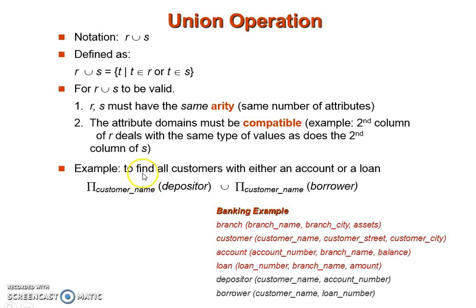The example is to find all customers with either an account or a loan. For that we select the relations depositor and borrower. In these, the customer name is common and the account number is different, but we select only the customer name from depositor and the customer name from borrower. The resultant relation consists of customer names which are common to both, or present only in depositor, or present only in borrower. In this way we use the union operation.